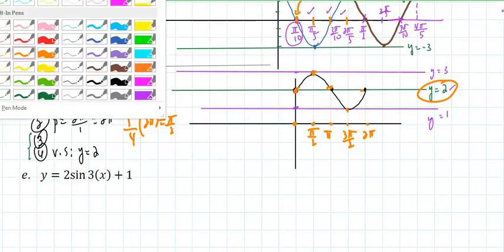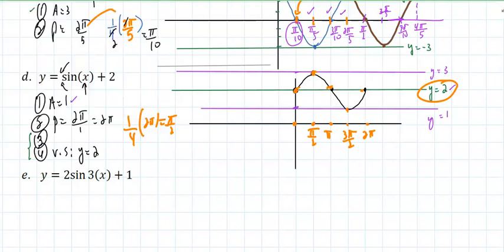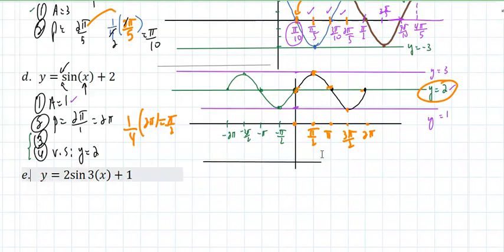I could sketch another period to the right or to the left. Let's go to the left on this one. And that would be another cycle. That is at negative pi over 2, negative 2 pi over 2, negative 3 pi over 2, and negative 4 pi over 2. Now, I'm going to go to the next example, but I'm going to make it a bit more interesting.